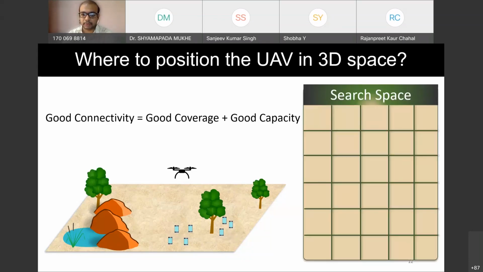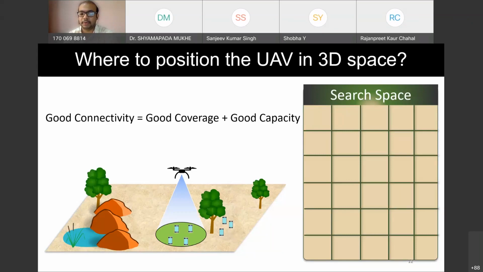Okay, so now it becomes like a search problem. This is a 3D space in the air, and one naive solution is that you go to some location and test whether your coverage is good or the capacity is good enough, whatever we call connectivity. So we can do some hit and trial.